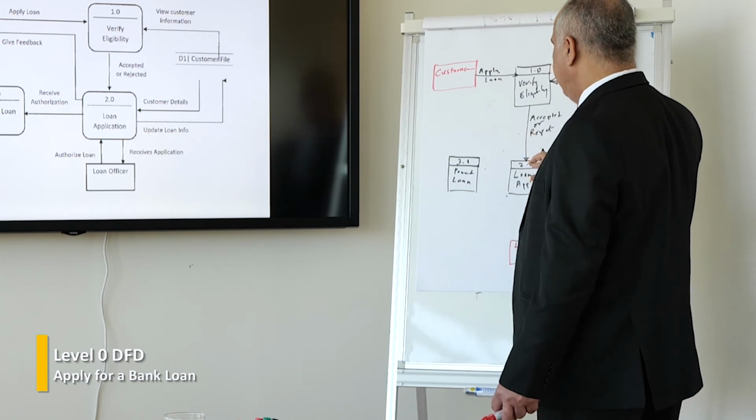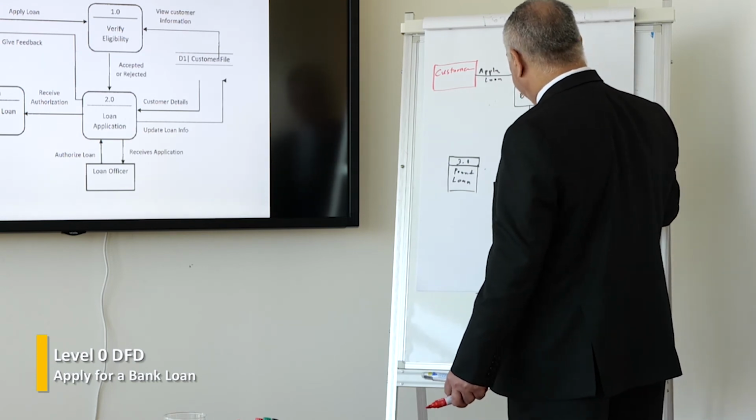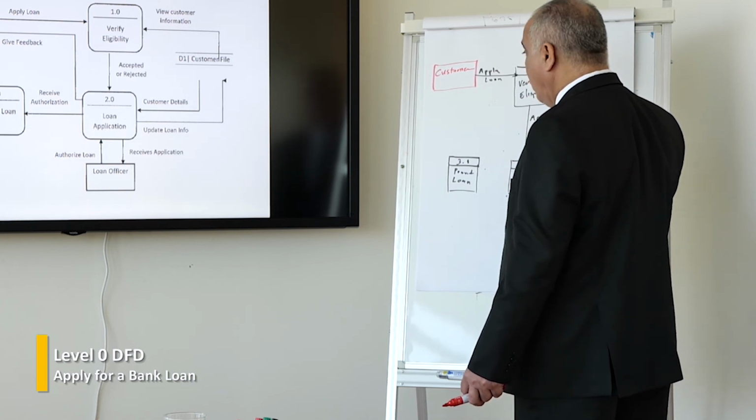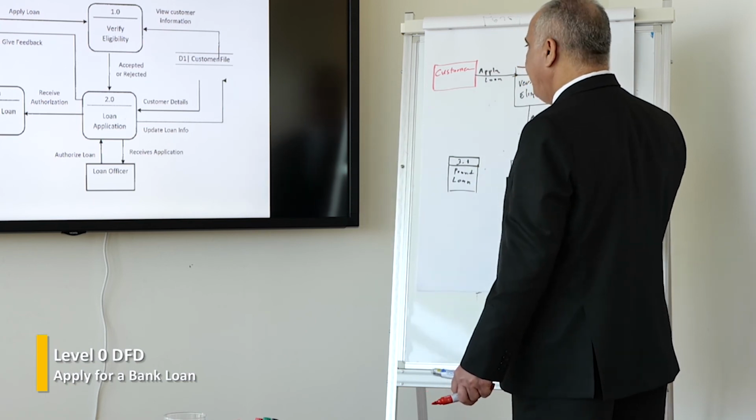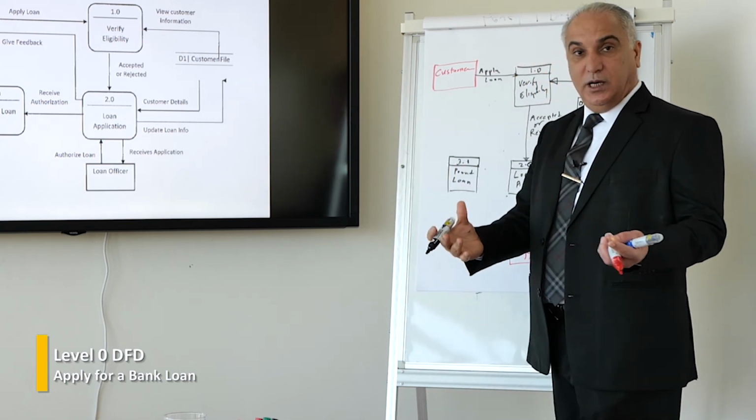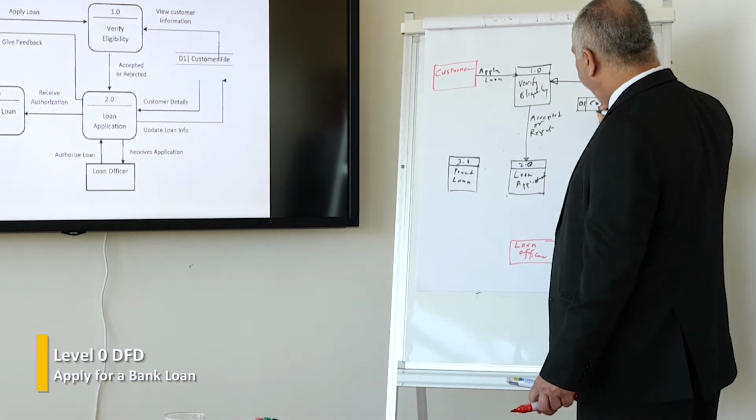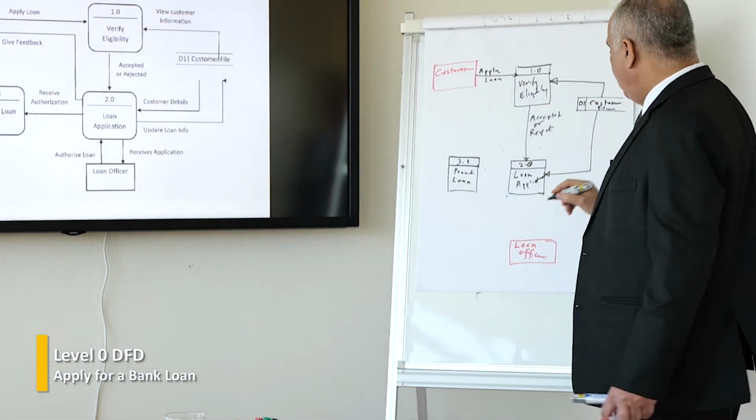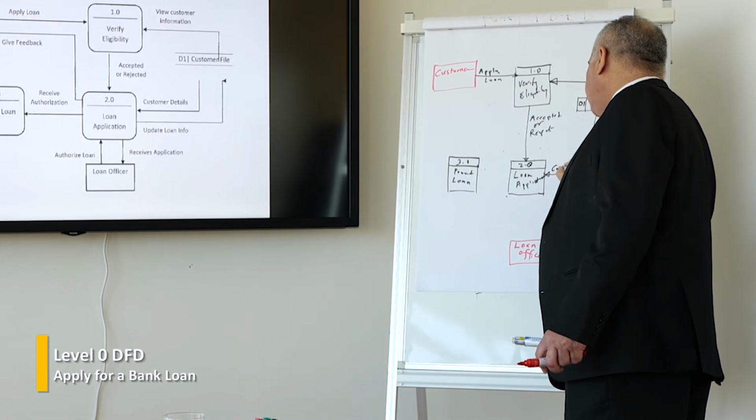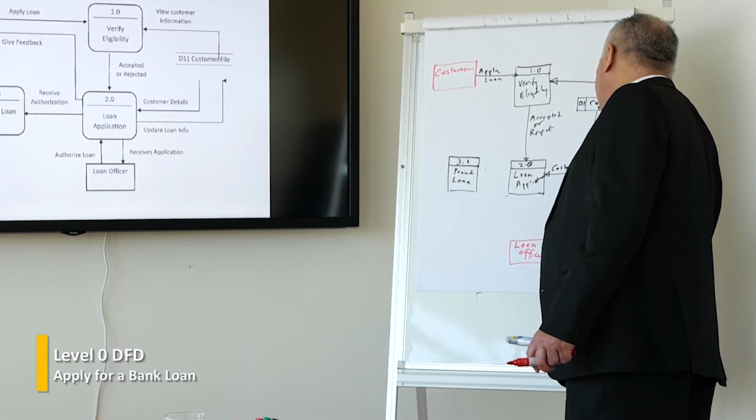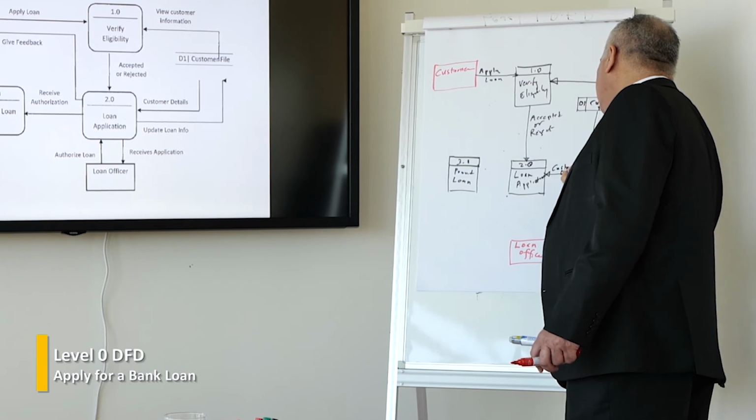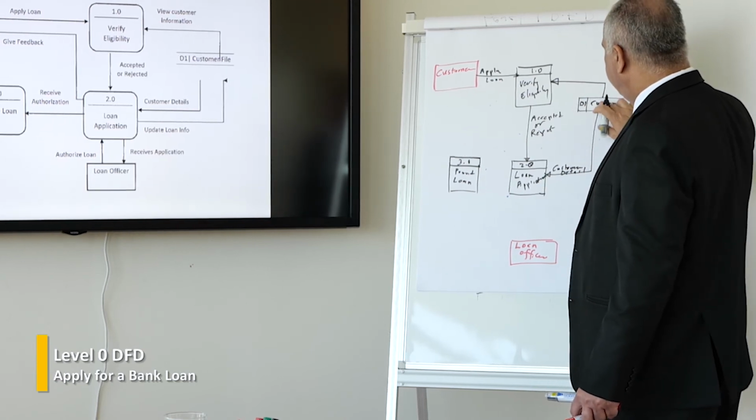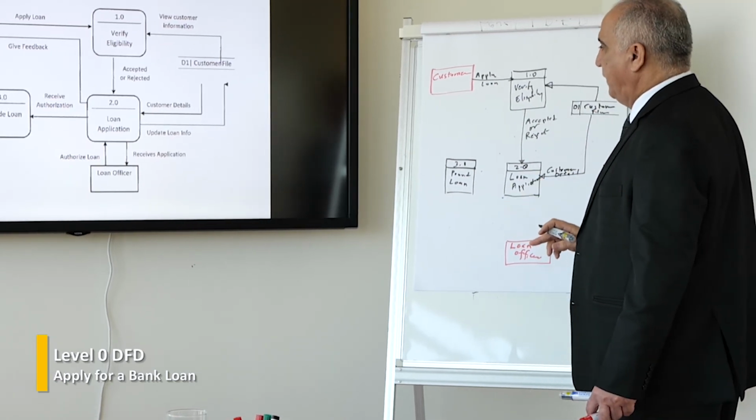Now, upon eligibility, what's going to happen? A new process will be initiated, process number 2, called loan application. Loan application means you are applying online at the bank. So what do you need? First, you need to get the information about the customer again. We call that customer detail. So we will access this file and read data from it.